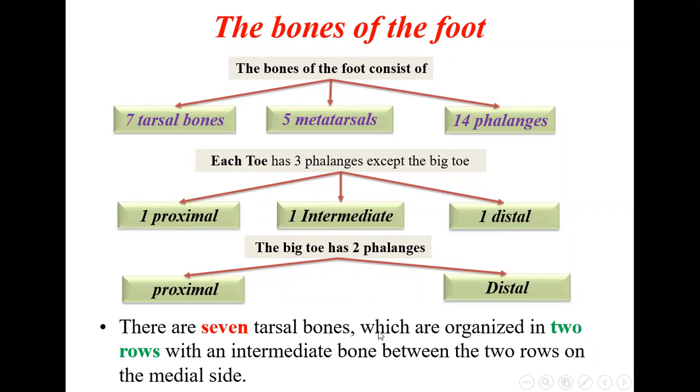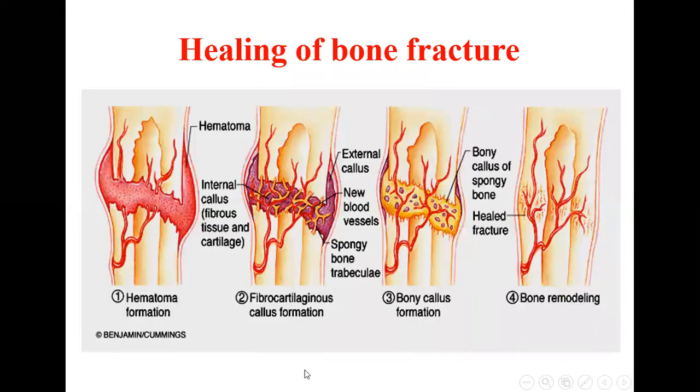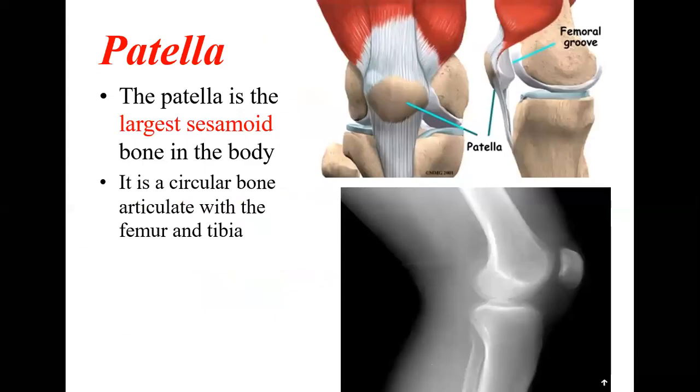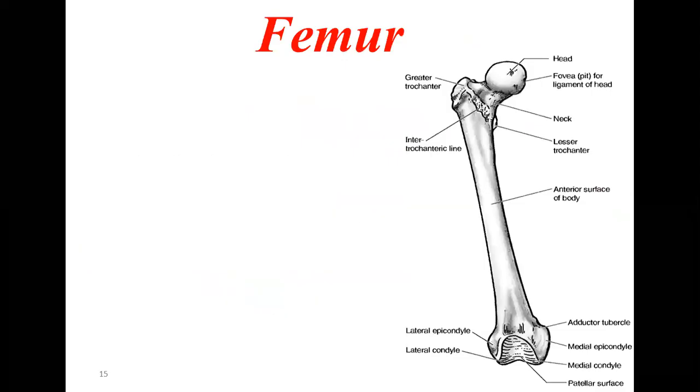There are 7 tarsal bones which are organized in 2 rows with an intermediate bone between the 2 rows on the medial side. So there are 7 tarsal bones, just like in the case of the hand there are 8 carpal bones. Here there are 7 tarsal bones which are organized in 2 rows, just like in the case of the hand, and an intermediate bone between the 2 rows on the medial side. So this is the arrangement of the bones in the case of the foot. So let me show you a picture of that.